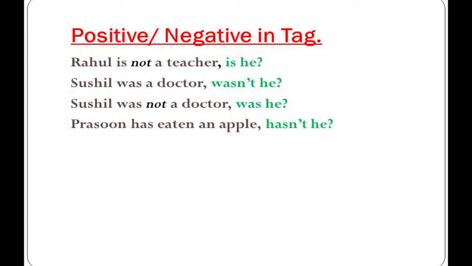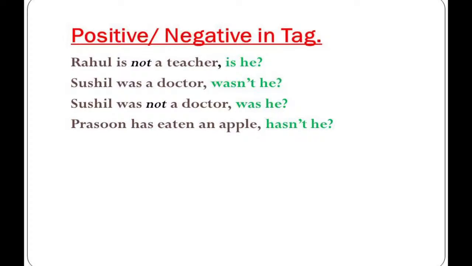Sushil was a doctor, there are no negative words at all, there is no not. That is why the statement is positive. If the statement is positive, the tag becomes negative. And now, wasn't he, again Sushil means boy, that is why he. Next example, similar kind: Sushil was not a doctor, and this time there is use of not. That means your sentence is negative, right? If your sentence is negative, the tag becomes positive, that is why the tag is was he.